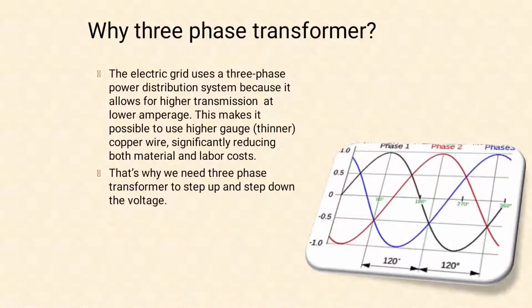So why do we go for a three-phase transformer? The electric grid uses a three-phase power distribution system because it allows for high transmission at lower amperage. This makes it possible to use higher gauge, thinner copper wire, significantly reducing both material and labor costs. So it is very cheap to transport power from one place to another place. Automatically it reduces the cost as well as the labor cost. That's why we go for the three-phase transformer for step up or step down of a voltage.